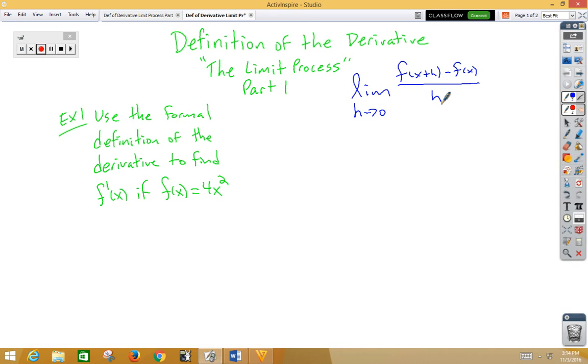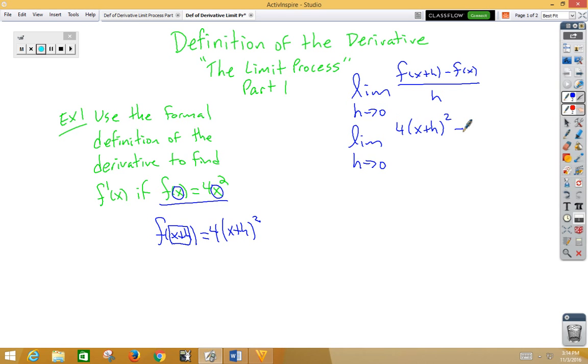So what we're going to need for that, we already have f of x, so we need f of x plus h. Now remember from algebra, what that means is every time I see an x, I'm going to replace it with x plus h. So 4x squared then becomes 4 times x plus h squared. So plugging in, we get the limit as h approaches 0 of 4 times x plus h squared minus 4x squared all over h. Notice 4x squared was f of x. 4 times the quantity x plus h squared was f of x plus h.